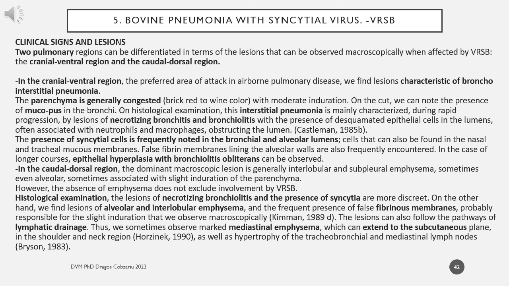The lesions can also follow the pathways of lymphatic drainage. Thus, we sometimes observe marked mediastinal emphysema, which can extend to the subcutaneous plane, in the shoulder and neck region, as well as hypertrophy of the tracheobronchial and mediastinal lymph nodes.